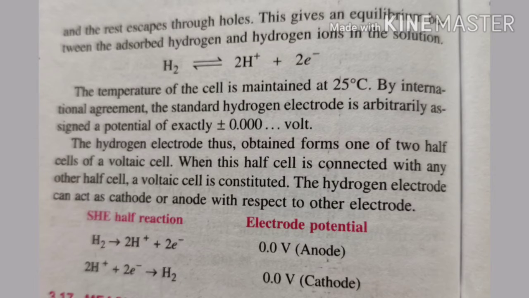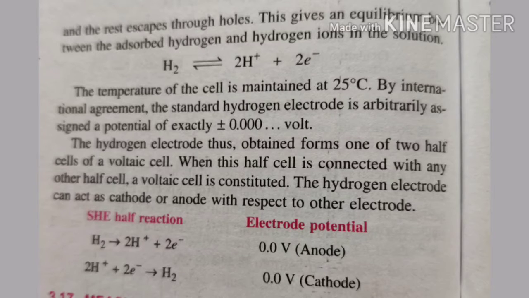By international agreement, the standard hydrogen electrode is assigned a potential of exactly 0.0 volt. For calculation, we take the standard potential of the hydrogen electrode as 0 at 298 Kelvin and 1 M concentration, and the pressure of hydrogen gas is 1 atmosphere. The electrode potential for the hydrogen electrode is 0 volt.